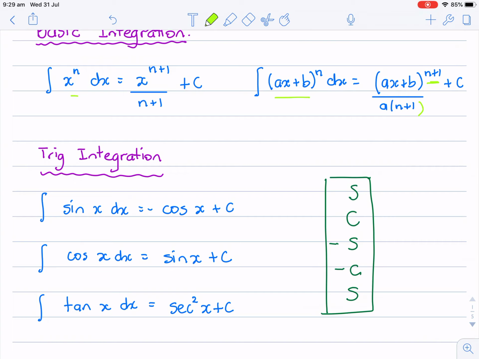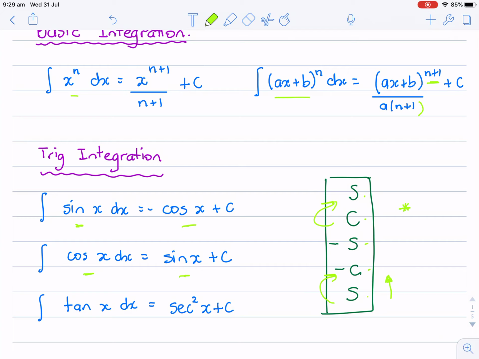For trigonometry, well, if we remember our little notation over this side, where sine differentiates to cos, differentiates to negative sine, differentiates to negative cos, and that differentiates to sine. For integration, we just go back up the tree. So sine will integrate to negative cos. Cosine integrates to sine.